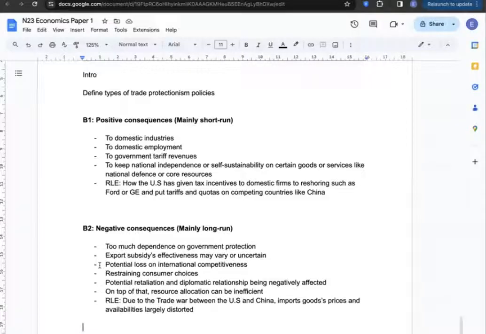Obviously, there can be potential retaliation and diplomatic relationships being negatively affected due to the measures. On top of that, resource allocation can be inefficient. Lastly, I can prove that by using the real-world example of the very same country above. Due to the trade war between the US and China, import goods prices and availability are largely distorted within the market. That's how I can finish.